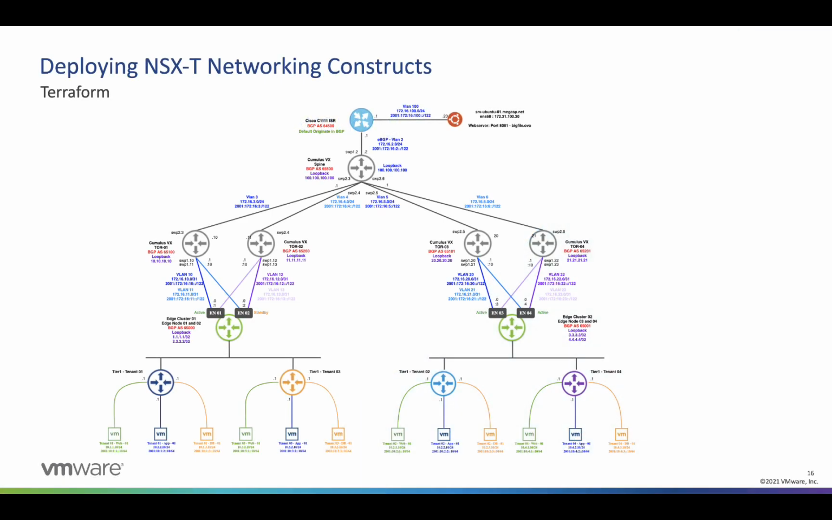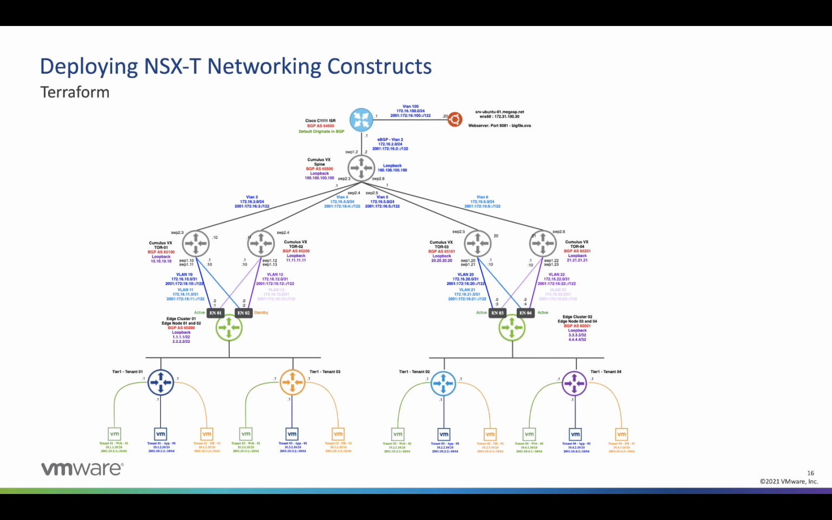So then we are going to use Terraform for that. So that's the topology that we are going to work on today. It's a pretty simple topology where we have multiple tier ones. So we have a multi-tier routing architecture. We have 4 tier ones, and we have 2 tier 0.